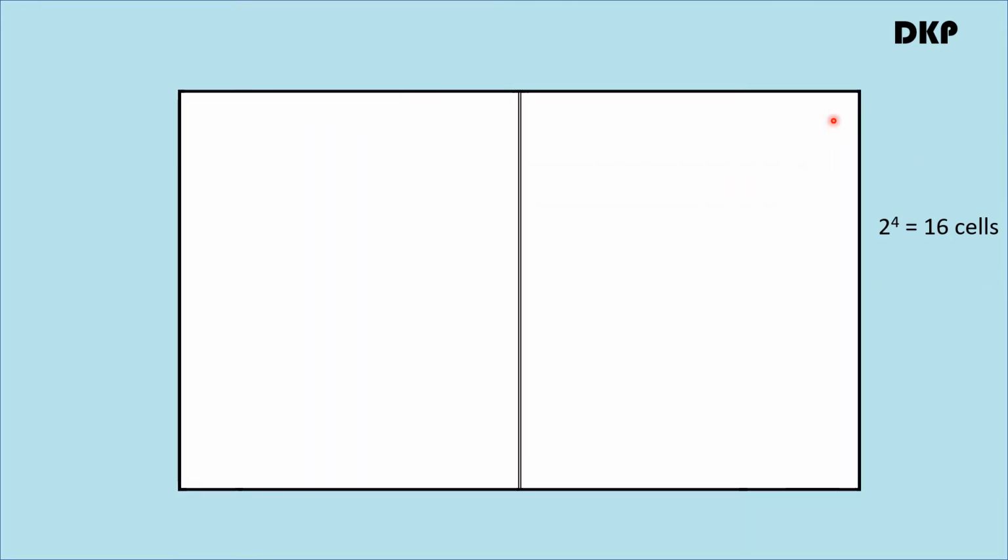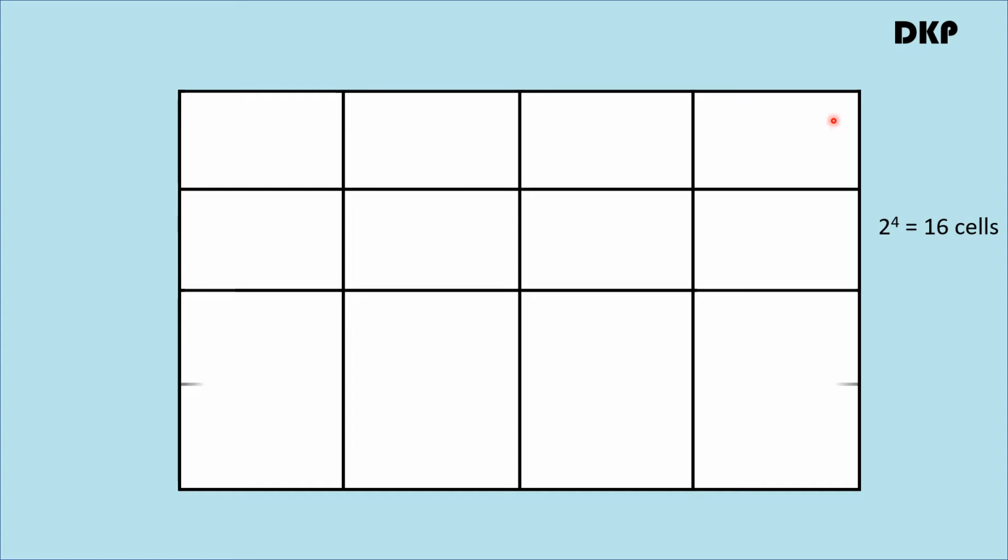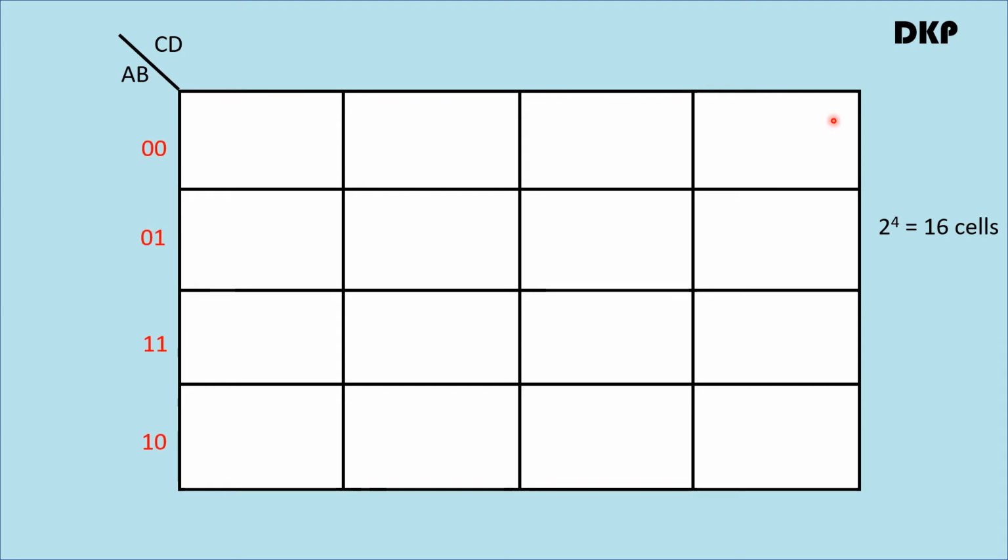A 4-variable K-map consists of 2 to the power of 4, which is equal to 16 cells. So this is a 4-variable K-map which consists of 16 cells. Let the variables be A, B, C, D. There are 4 rows, represented as 00, 01, 11, 10, and 4 columns represented as 00, 01, 11, 10. The binary number designations of the rows and columns are in the gray code. You can see 11 follows 01 and 10 follows 11.